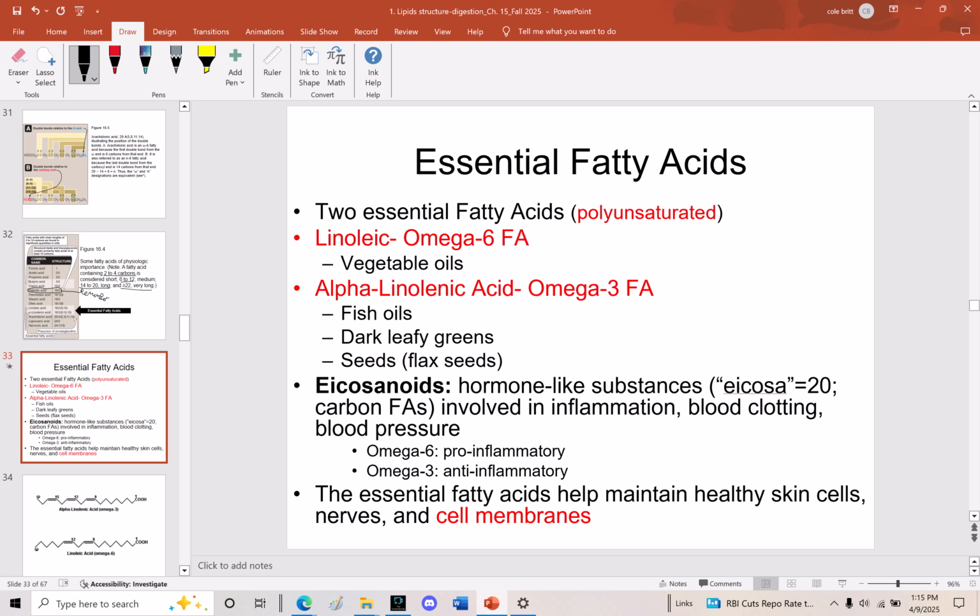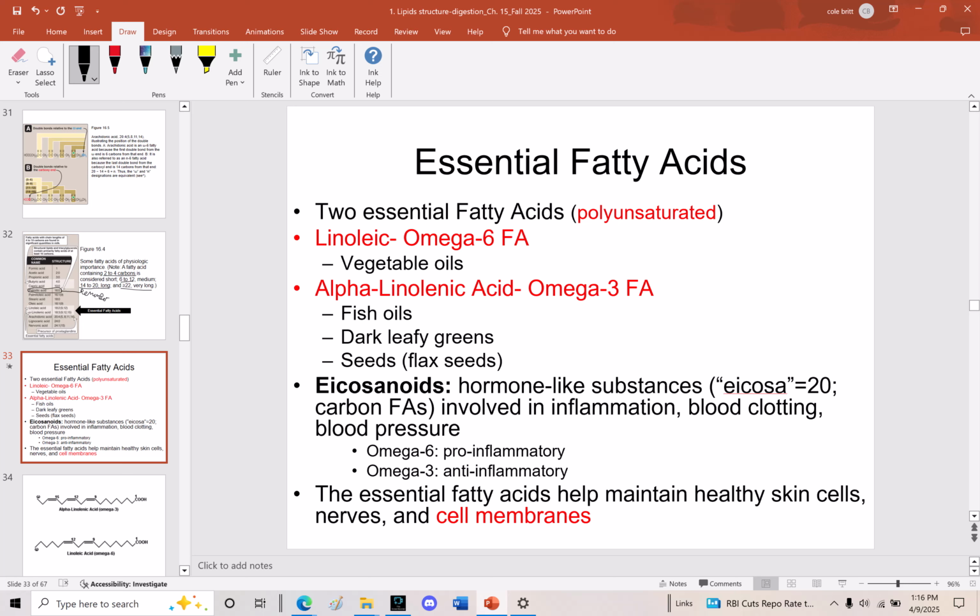And the eicosanoids made from omega-6 are inflammatory. The eicosanoids made from omega-3 are anti-inflammatory. So you can see that there's a difference in their function, even though they both are used to make eicosanoids. The eicosanoids made from omega-6 tend to be inflammatory, and the eicosanoids made from omega-3 are anti-inflammatory.